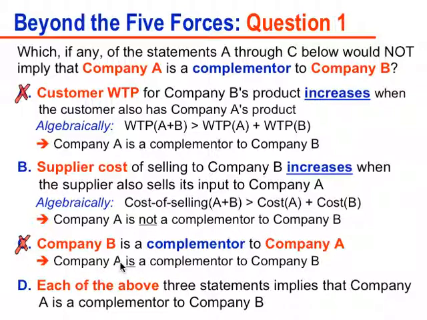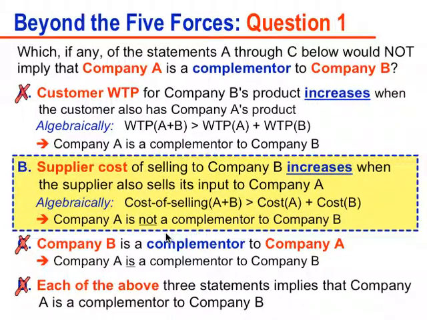Answer C does imply that company A is a complementor to company B, right? So that can't be your right answer. Answer D gives you the option that maybe all of them imply that company A is a complementor to company B, but no, only two of them do. So answer D can't be correct, right? And so the right answer is B.